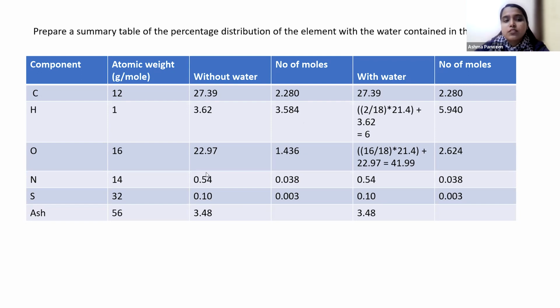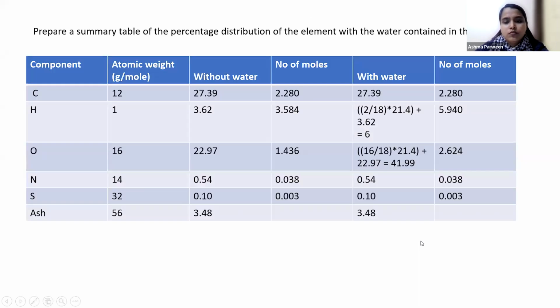Similarly, we will find the oxygen content as 16 by 18, because for each mole of H2O we have 1 mole of oxygen. So it will be 16 by 18 into the total amount of water or moisture in the waste, 21.4 grams. So we will get 41.99 grams of oxygen. After getting these, we will find the number of moles. Again, the number of moles of carbon will be the same. Hydrogen will change because it is now 6, so we will find it is 5.94. I have approximated it. And again, oxygen will be this much, nitrogen and sulfur.